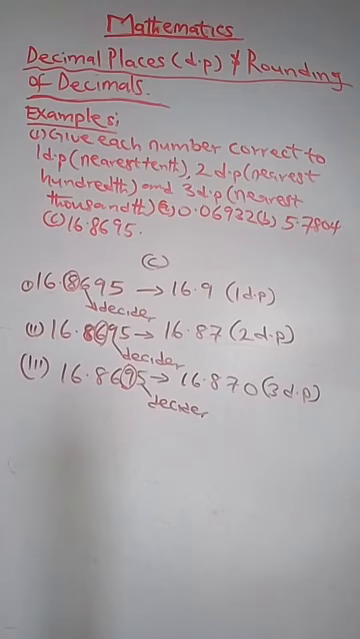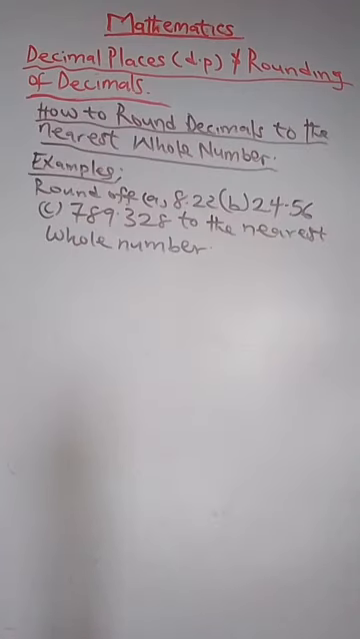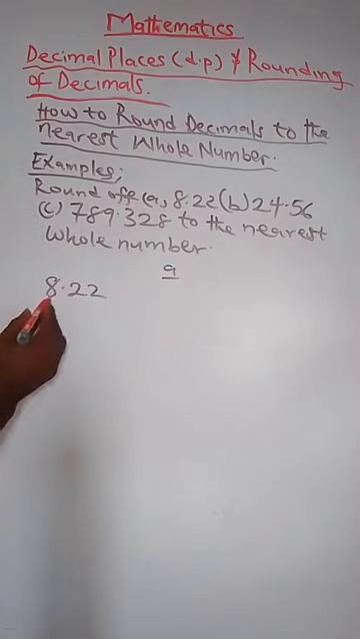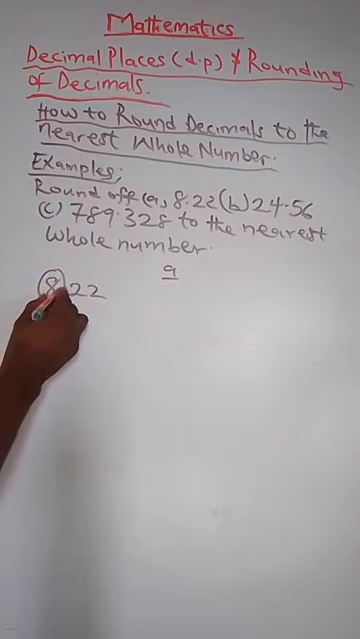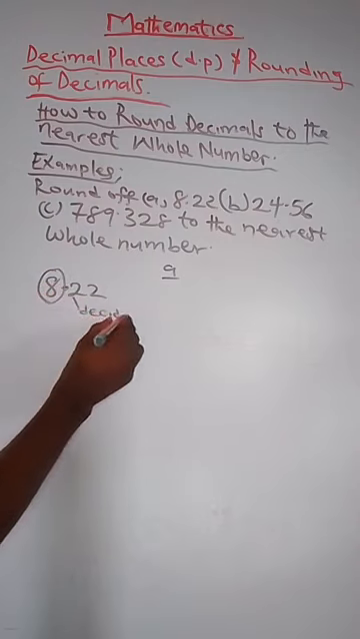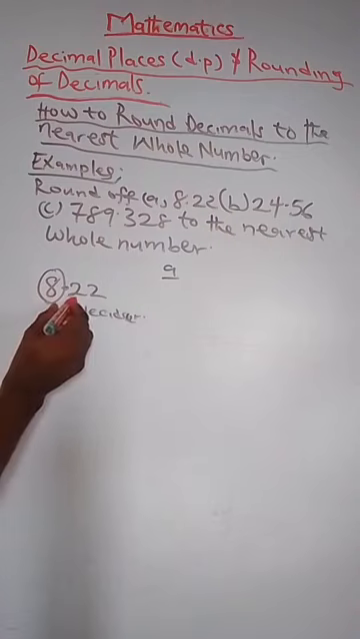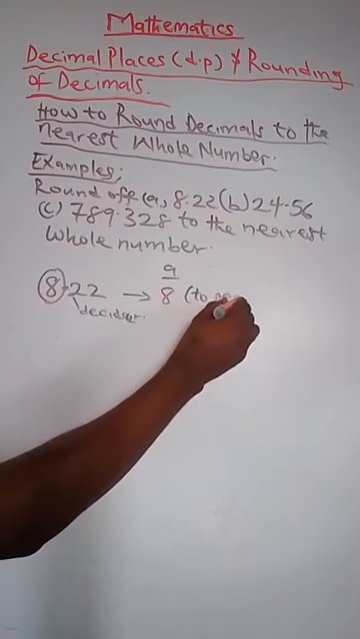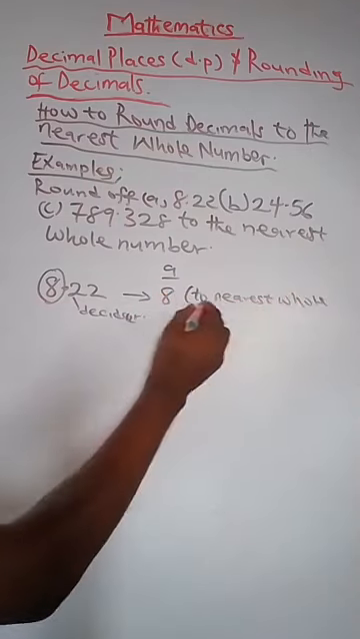Let us look at how to round decimals to the nearest whole number in mathematics. Like I said at the beginning, a decimal is a number that has a whole number part and a decimal part separated by a decimal point. Let's start with A, 8.2. The nearest whole number is 8. This is where we are going. Alright? This is the decider. Right? Since the decider is 4 or less, then we round down. So this is 8 to nearest whole number.